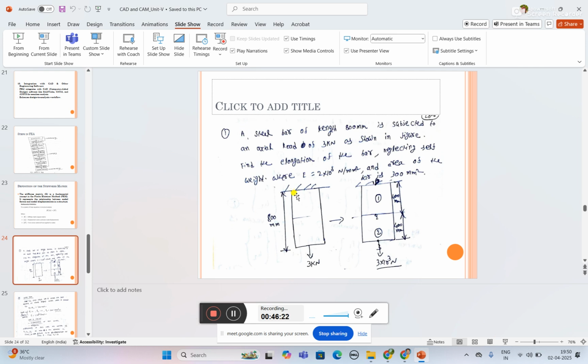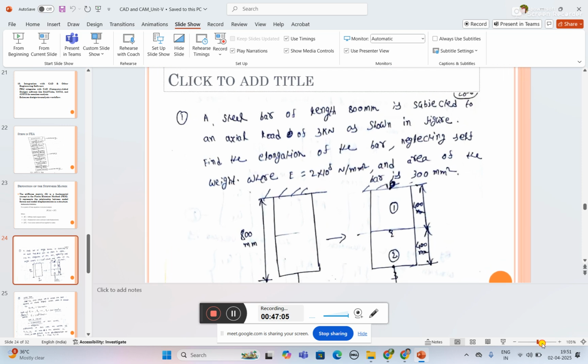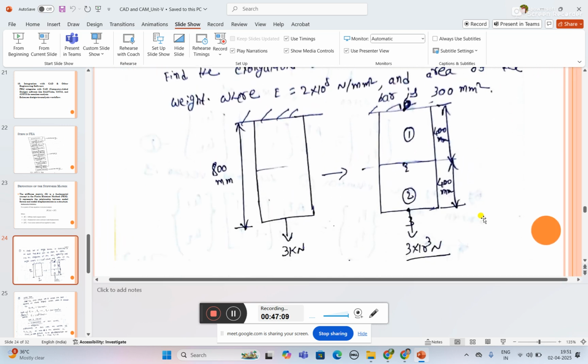Here a bar element is given, length is 800 mm. At this particular point a load is acting, that is 3 kilonewton, that is 3 into 10 power 3 newtons. As already mentioned, to find out the elongation I have to use the FEM method. So here I am going to divide this entire model into two elements. This is element 1. I am zooming it. This is the model.